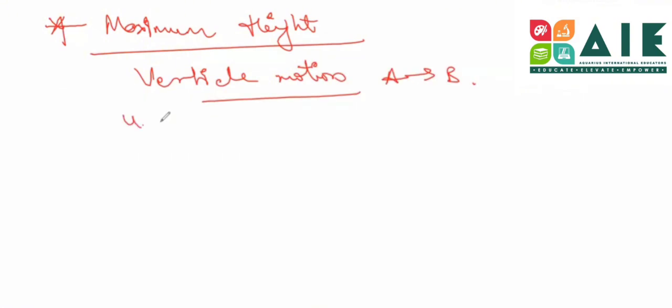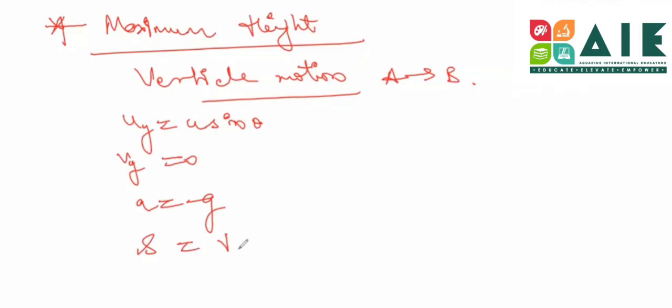Here again uy is u sine theta, and vy is 0 again. Acceleration is again minus g. Your displacement is your height. Anything you would like to ask? No, ma'am. Let's apply the formula now.